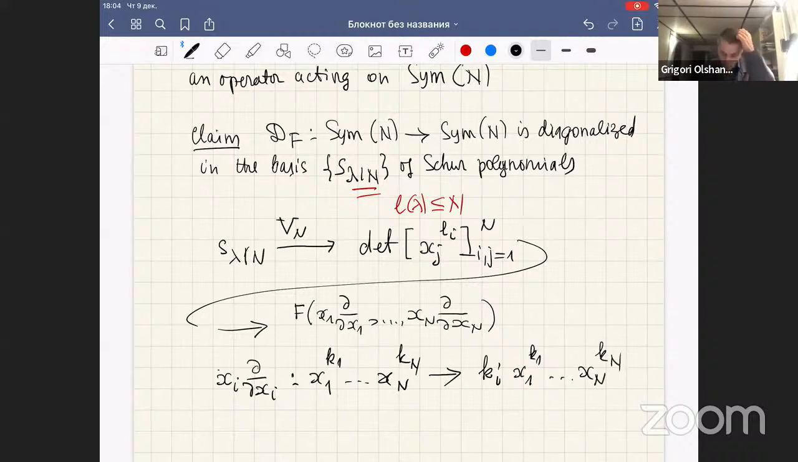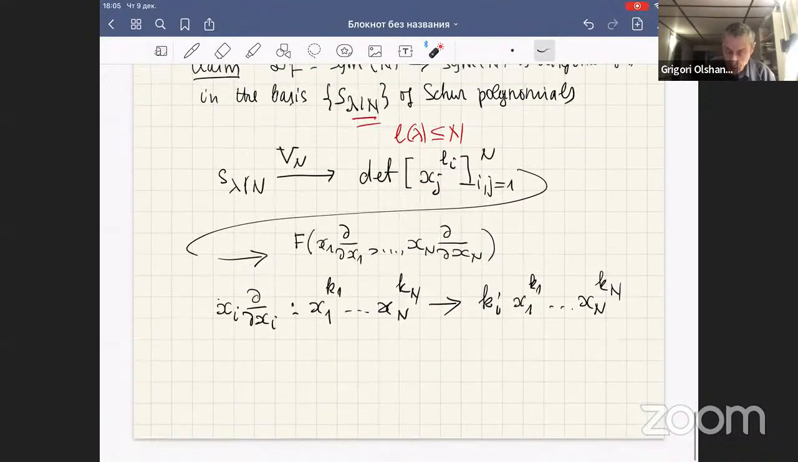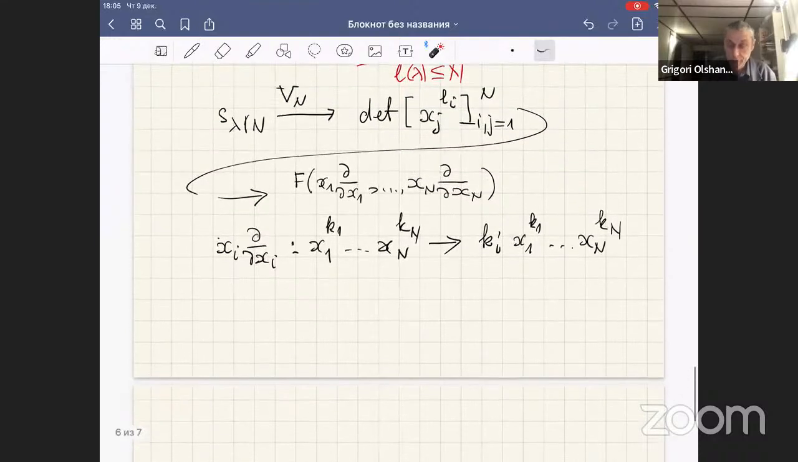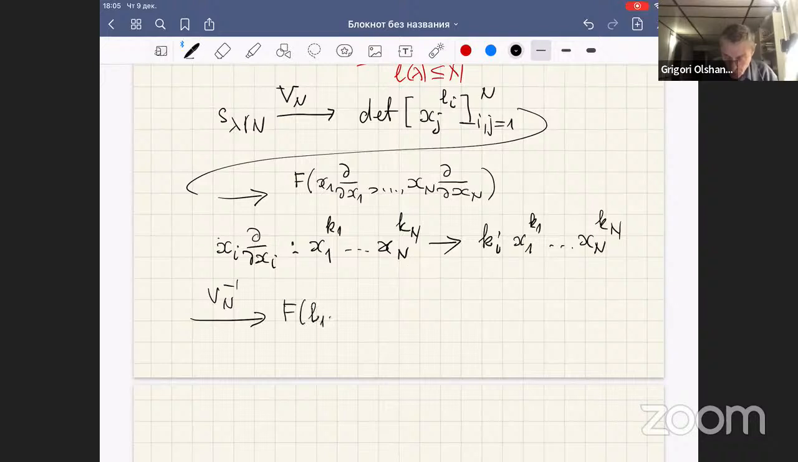And using this, we can easily obtain that the application of our symmetric expression to this skew-symmetric expression results in multiplication by some number. And it's easy to see what this number is. It is exactly this. When we divide by the Vandermonde, we restore our Schur polynomials, but with some coefficient. So it's a division by Vandermonde, and finally we get exactly this polynomial.